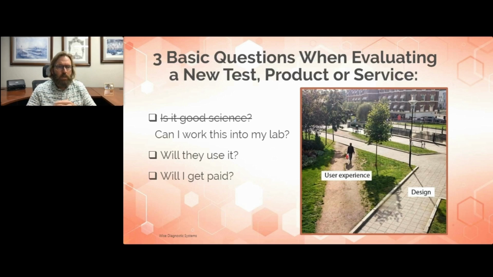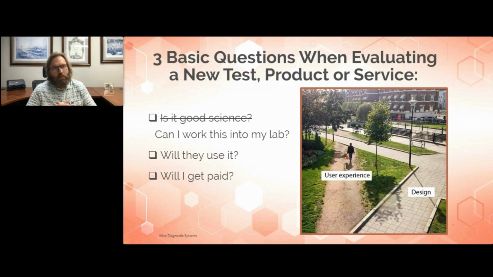Is it good science? Will the clinicians use it? Will they understand it? And then, of course, because it is a business, will I get paid? And so I've modified that a little bit with, assuming that you take a look at it and decide that PCR is good science, how can I work this into my laboratory?